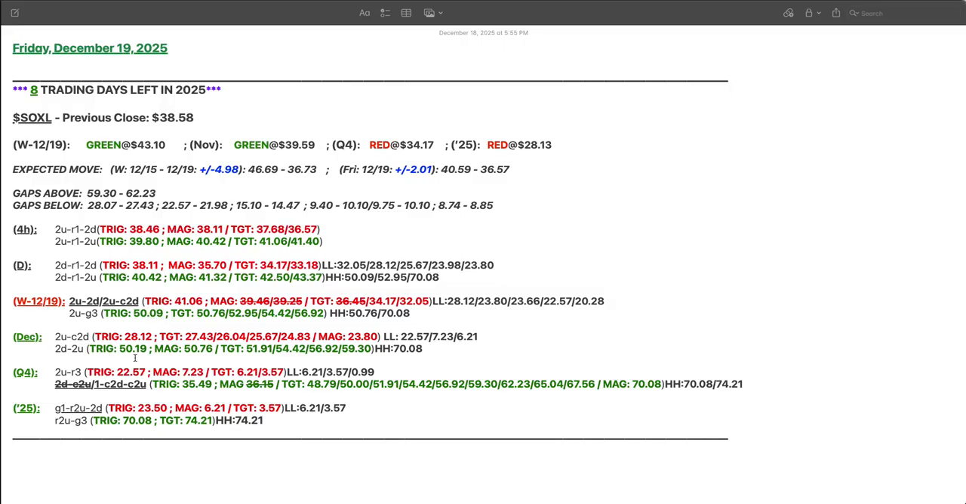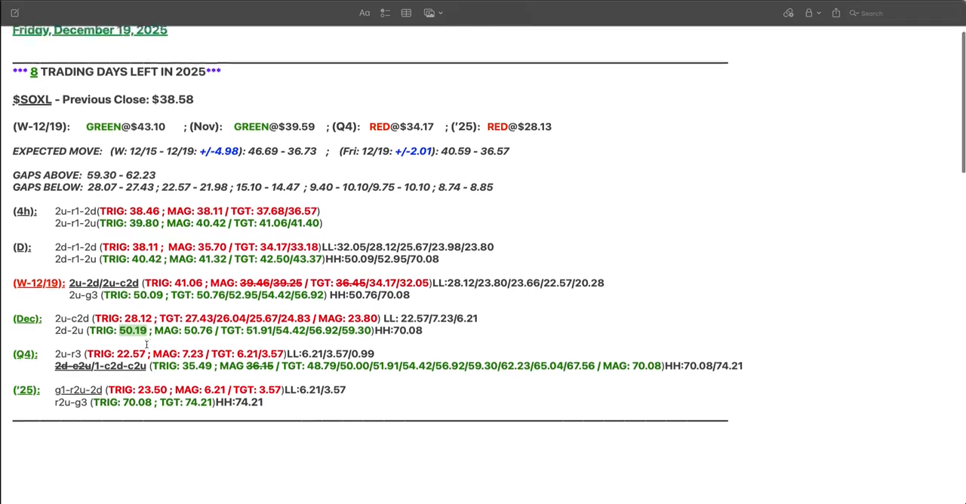Again, on the month we are inside. Still got a ways to go to the downside to trigger a 2 down, and a ways to go to the upside to trigger a 2 up. So not a whole lot more to say here on that perspective. Just basically what we went over when we looked at the chart.